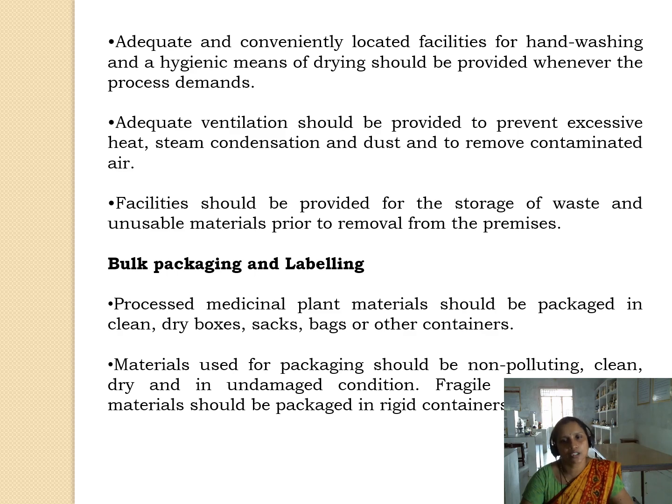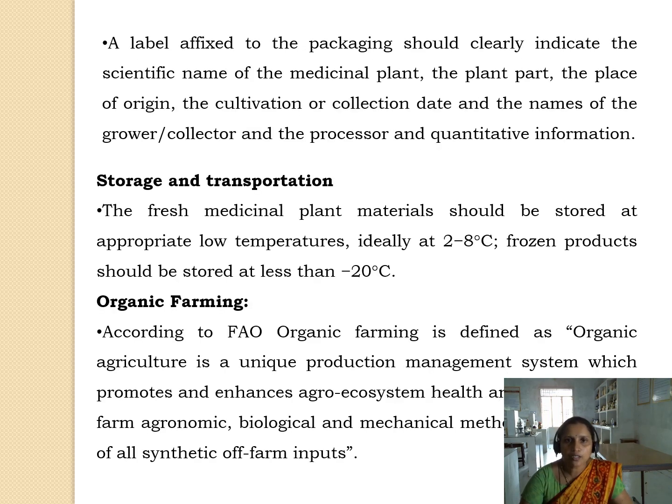Processed medicinal plant material should be packaged in clean, dry boxes, sacks, bags, and other containers. Materials used for packing should be non-polluting, clean, dry, and in undamaged condition. Fragile materials have to be packed in rigid containers. A label should be affixed to the packing, and the label should contain detailed information about the scientific name of the plant, what plant part, the place of origin, where and how it is cultivated, the collection date, the names of the grower, collector and processor, and quantitative information.